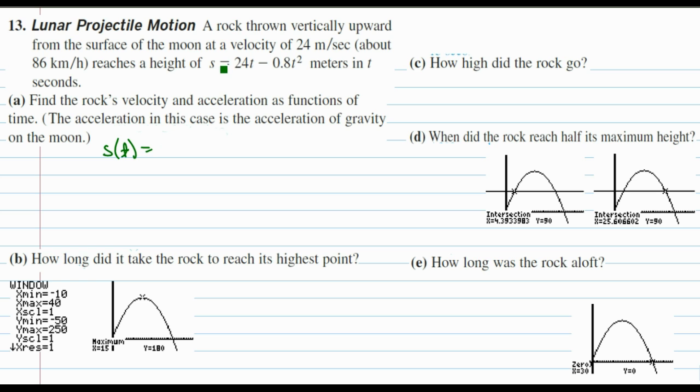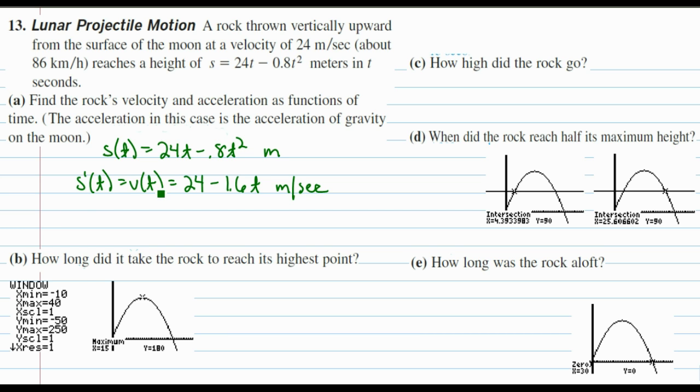s of t, the position equation, is 24t minus 0.8t squared. So that means that s prime of t is going to equal our velocity, which is, let's see, 24t. The derivative of that is just going to be 24 because t is now to the 0 power. The 2 becomes a coefficient, so I get 1.6t now to the first. So velocity is 24 minus 1.6t, and that's going to be measured in meters per second. This guy up here was meters, just our position.